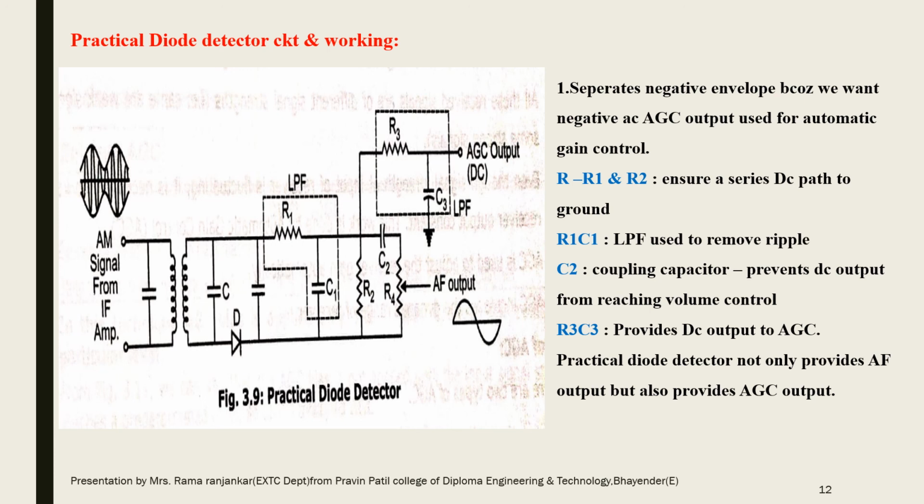Capacitor C2 acts as a coupling capacitor. It is used to prevent a DC output from reaching the volume control, and R3C3 provides a DC output to AGC. So the practical diode detector not only provides an AF output but also provides an AGC output.